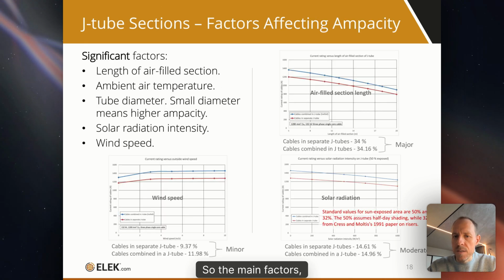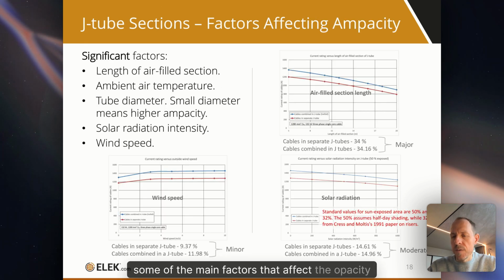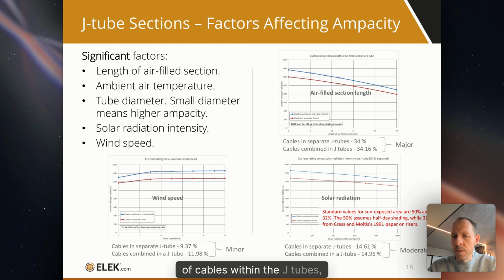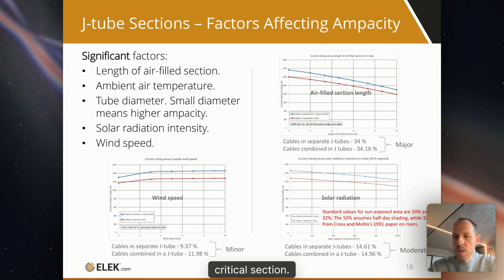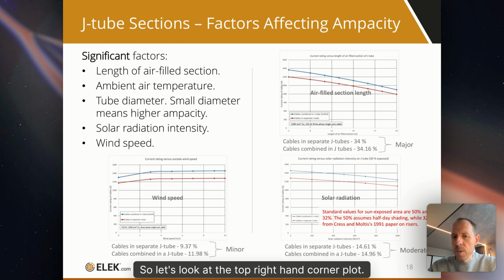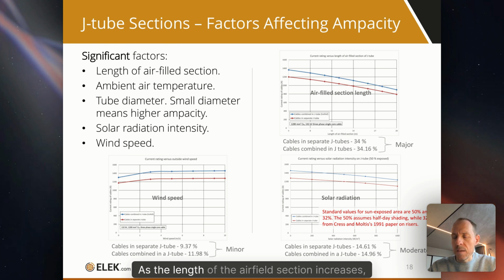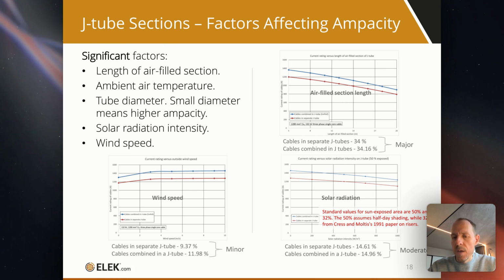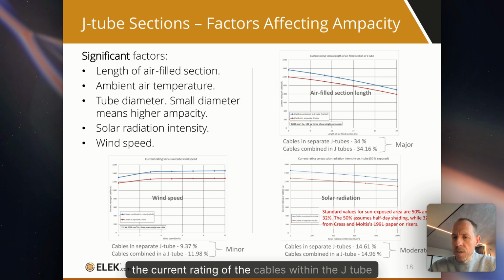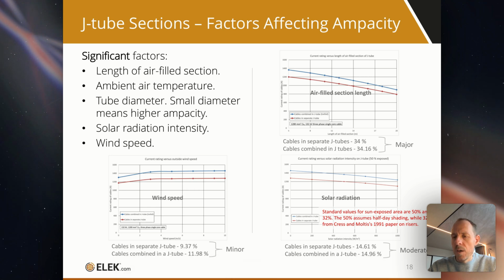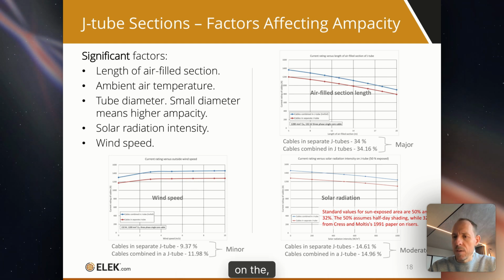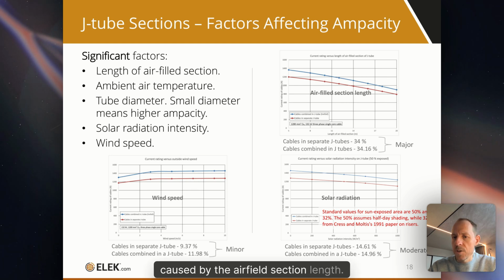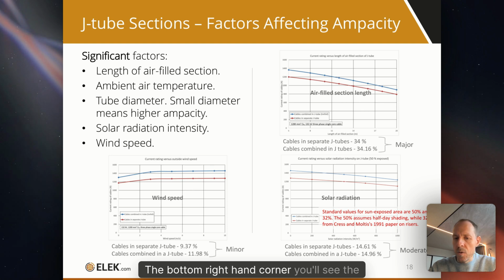So, some of the main factors that affect the ampacity of cables within the J-tubes. Remember, it's the airfield section, which is the critical section. So let's look at the top right-hand corner plot. As the length of the airfield section increases, the current rating of the cables within the J-tube will decrease. There is a major impact caused by the airfield section length. The bottom right-hand corner, you'll see the effects of solar radiation exposure.